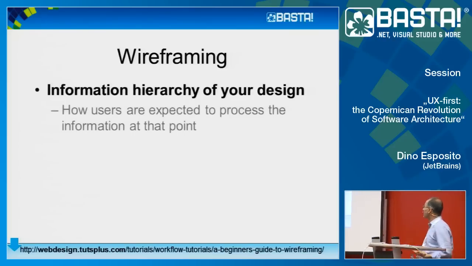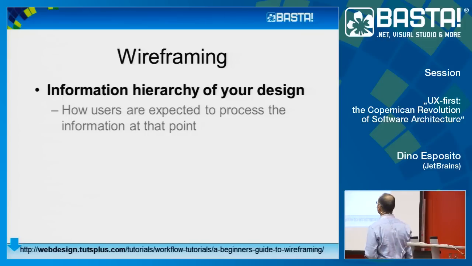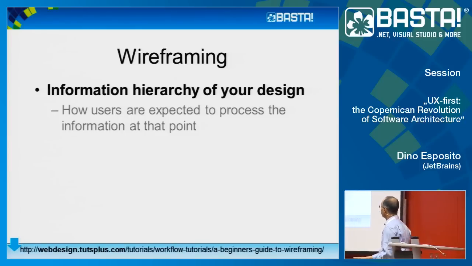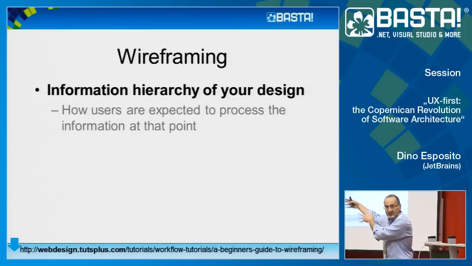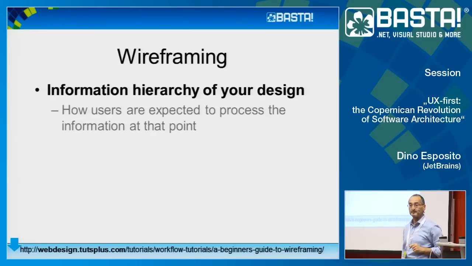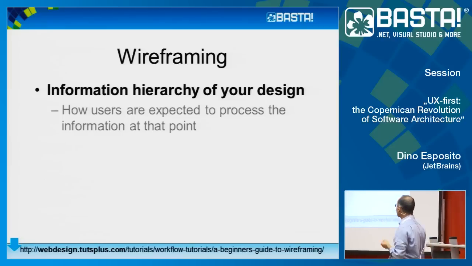Essentially, wireframing consists in building the right, the optimized hierarchy of information in each screen. How users are expected to process information, which information they receive, which information they produce, how the information is represented at a given point. And a given point means in each screen. And if the screen is a wizard, for each step in the wizard. So the more you can go into details here, the better. It saves you work for later. This is the ROI, the return on this investment.